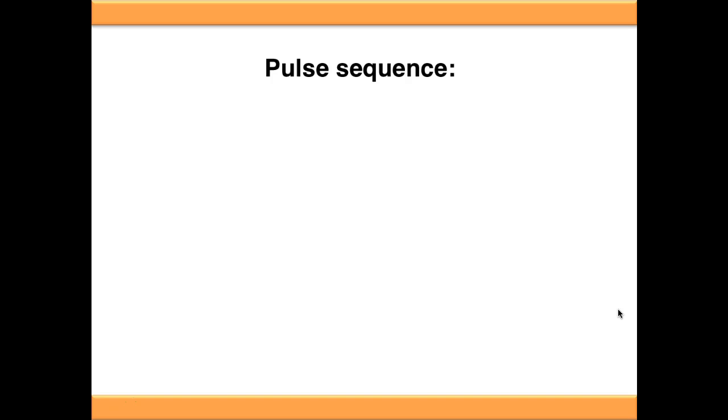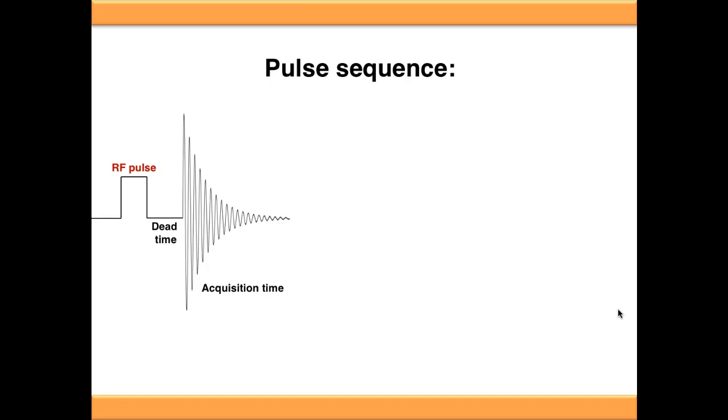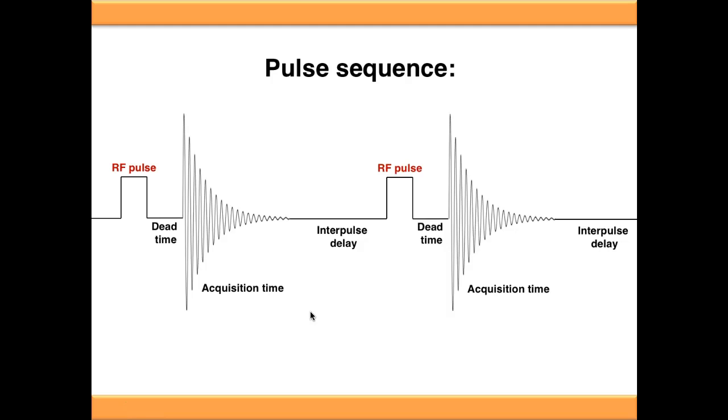Now this idea of pulsing and then allowing to relax and then pulsing again and averaging the data takes the form of a pulse sequence, and quite often you'll see it represented like this, where we have our RF pulse here, we have a small amount of dead time, and then we start to collect our NMR signal, which is the acquisition time over here. We then have an interpulse delay, and then we hit it with an RF pulse again, and we repeat. So this is allowing enough time for our nuclei to relax back to equilibrium again before we hit it with the next RF pulse.